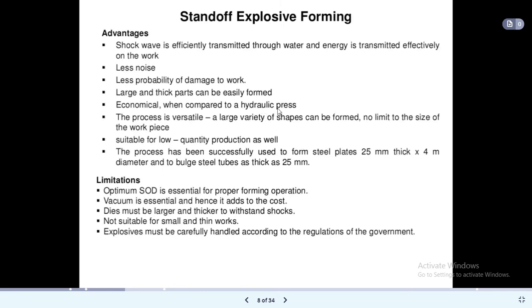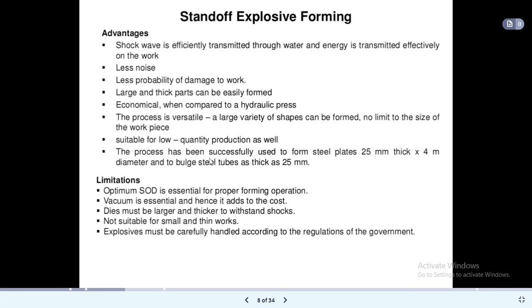Economical when compared to the hydraulic press. If we compare it with the conventional forming process, then this process is economical. The process is versatile. What is meant by versatile? A large variety of shapes can be formed, there is no limit to the size of the workpiece, and it is suitable for low quantity production as well. Means if the production quantity is very small, this process is still suitable.